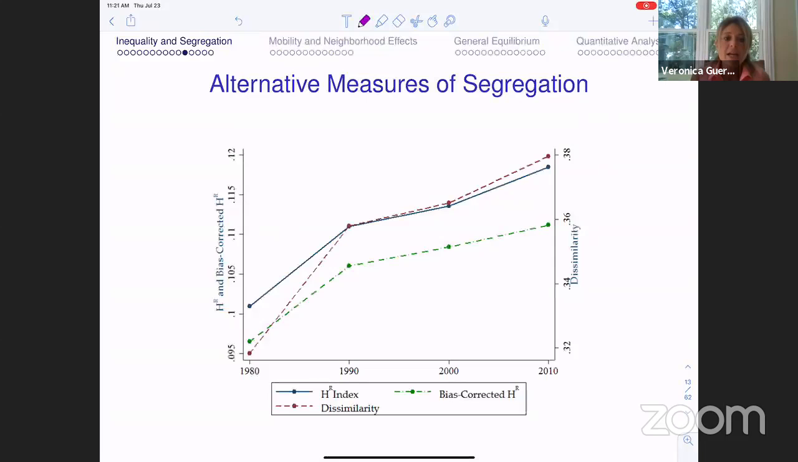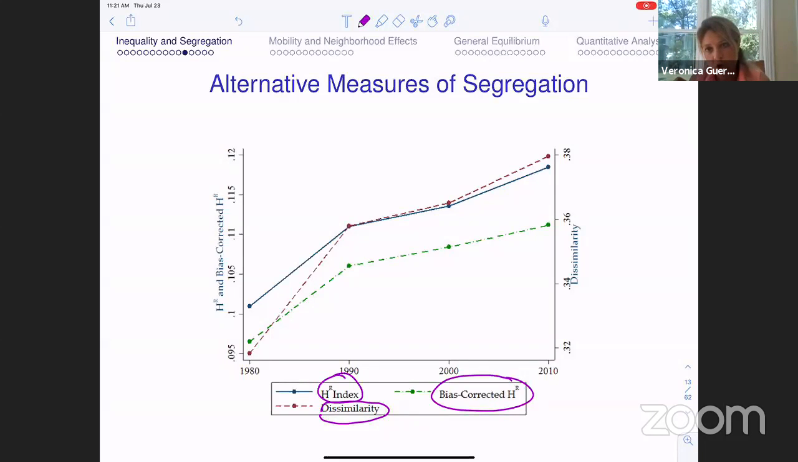Alternative measures of segregation. So here I'm going to contrast the dissimilarity index, which uses the 20th percentile as the cutoff, with the H index, the blue one, and the bias-corrected H index, the green one. So what is the H index? This is a measure that has been used, maybe first by Reardon, to think about segregation by income.